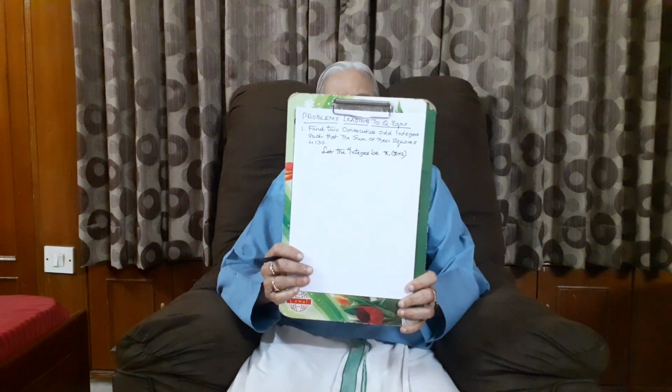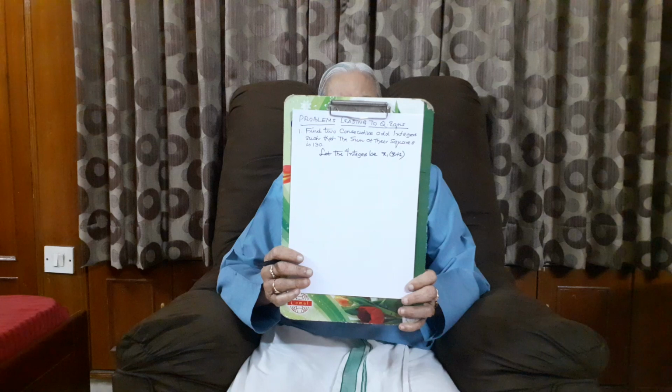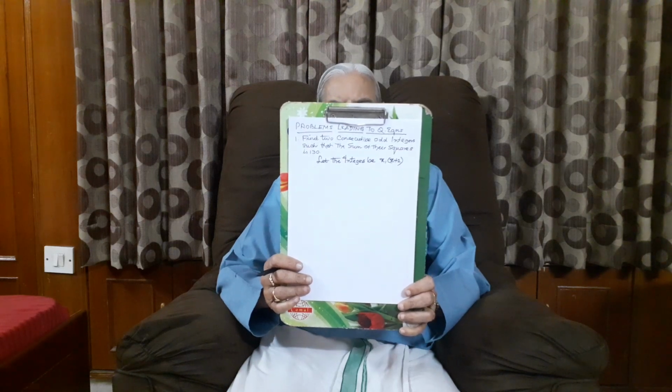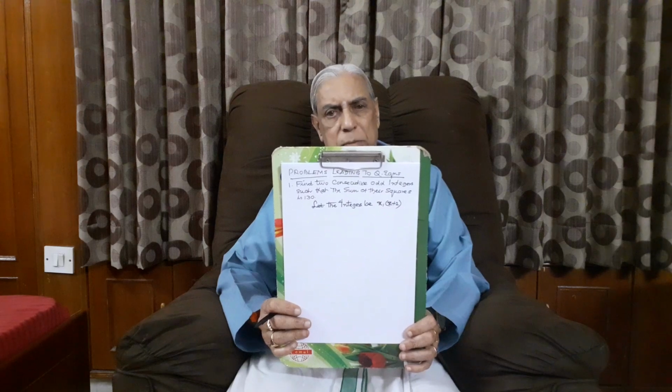So assume the first integer to be x. Let the integers be x, and the next one is x plus 2, because only 2 is the difference. Find two consecutive odd integers. Therefore, the consecutive integers will be equal to how much? x and x plus 2. So, let the first consecutive integer be x. Then the immediate one must be x plus 2.